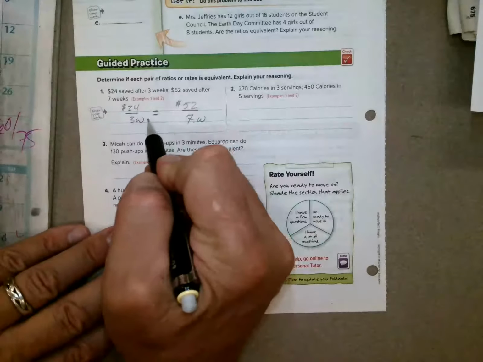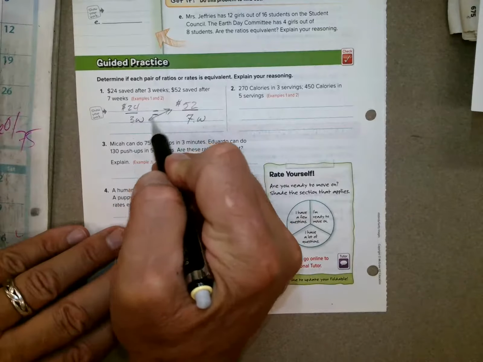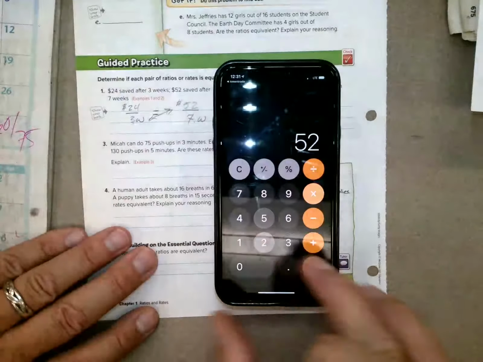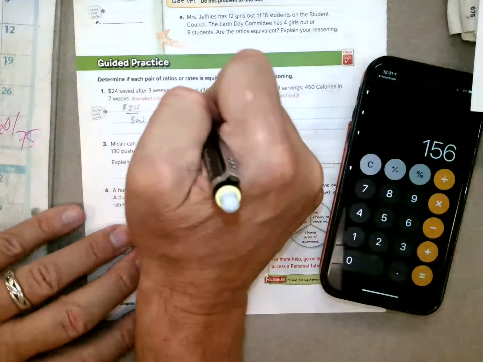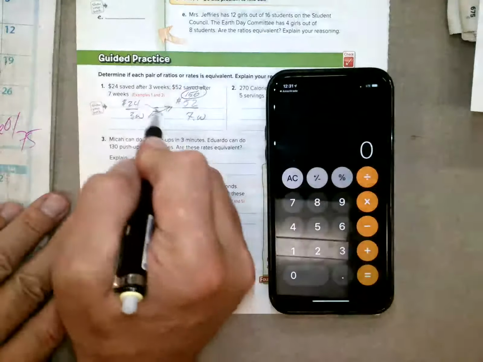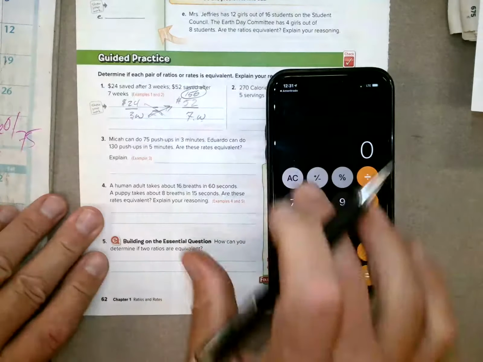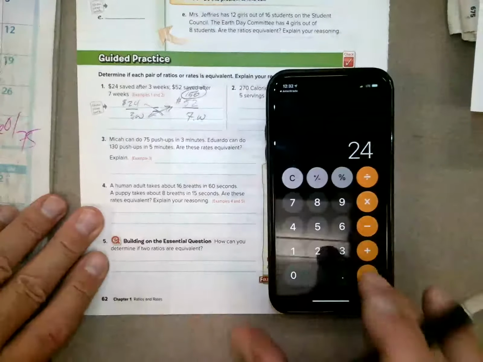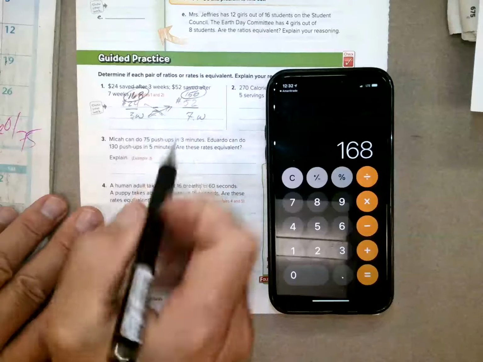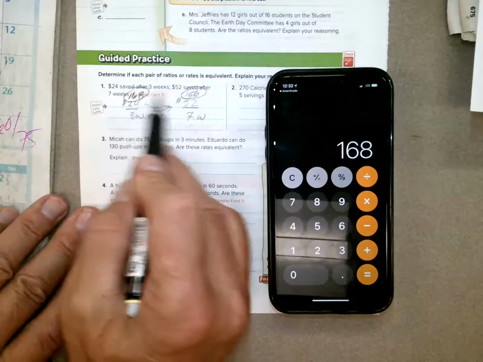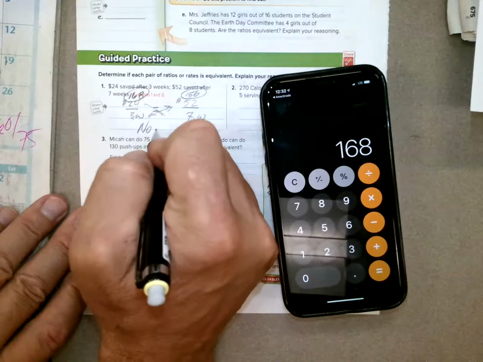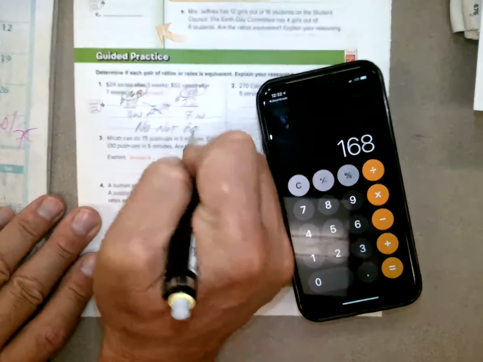I'm going to cross multiply. I'm going to take 3 times 52, and grab my calculator. 3 times 52, and I get 156. I'm going to write that above there, just like so. Then I'm going to do the same thing the other way. Now remember, that's a W. 7 times 24 is 168, you see. If these two ratios were equal, these two numbers would be equal. They are not, so the answer is no. They are not equal or equivalent. Not equivalent, and I'm just going to abbreviate that.